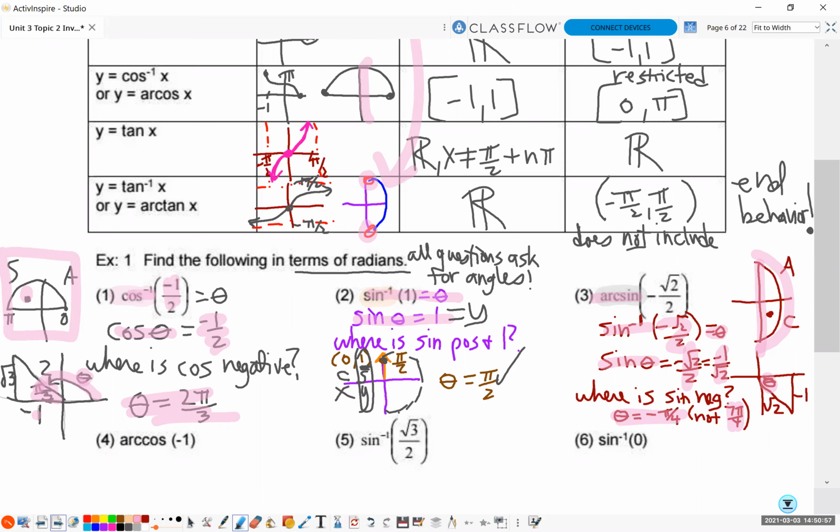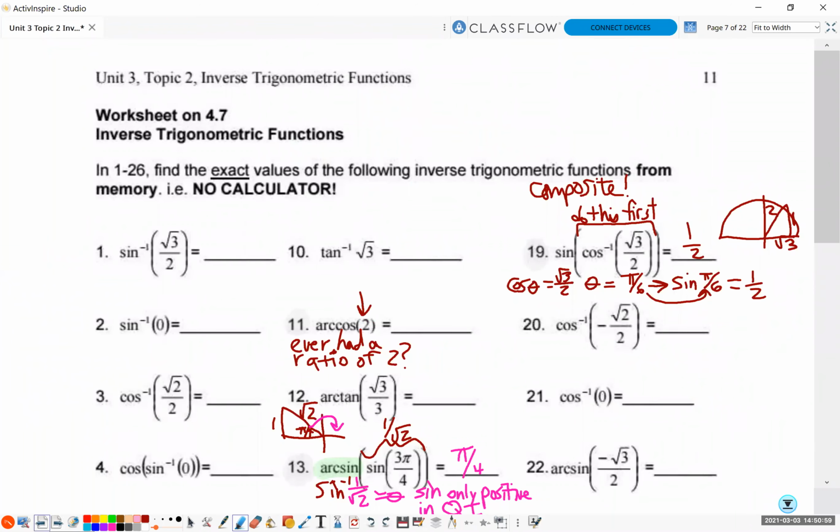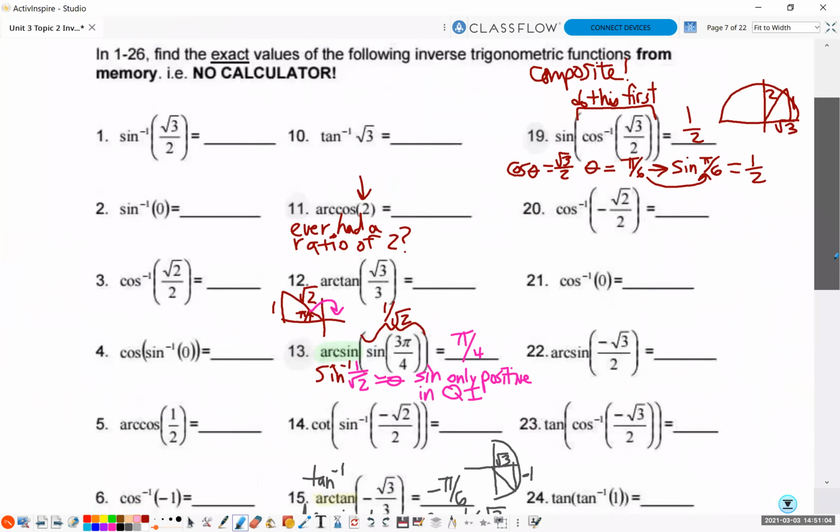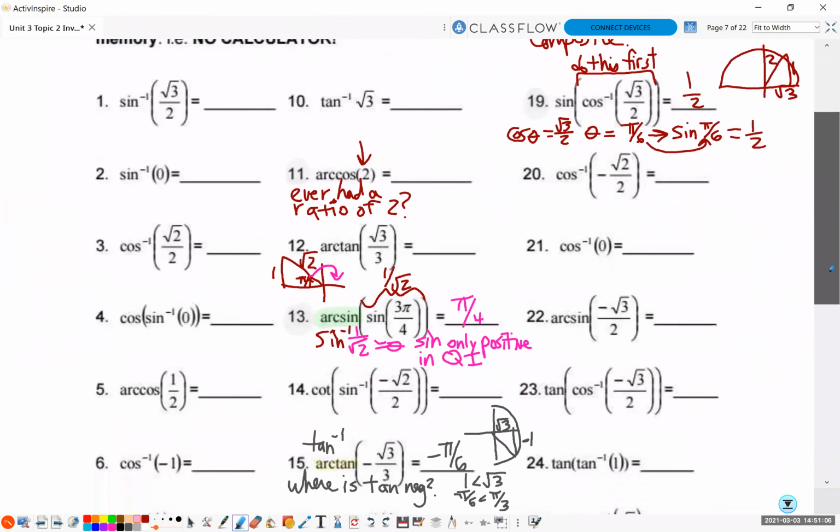Okay, last one, some of the homework ones. So I'm going to do 11, 13, and number 19 with you. Oh, did I do 15 too? It looked like I did 15 too.